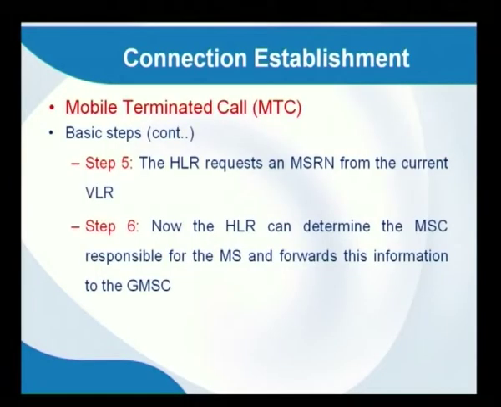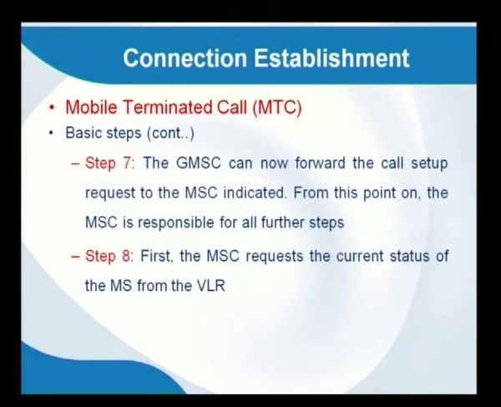In the fifth step, the HLR requests an MSRN from the current VLR. After getting the MSRN from the VLR, the HLR can determine the MSC. In the sixth step, the HLR is able to identify the mobile switching center which is responsible for the mobile user. Let us start our discussion from step 7. The GMSC can now forward the call setup request to the MSC. In the sixth step, the GMSC got the information about the current MSC. From the moment the corresponding MSC is fetched, the MSC is responsible for all the further steps.